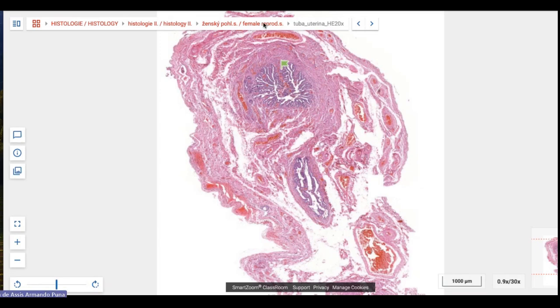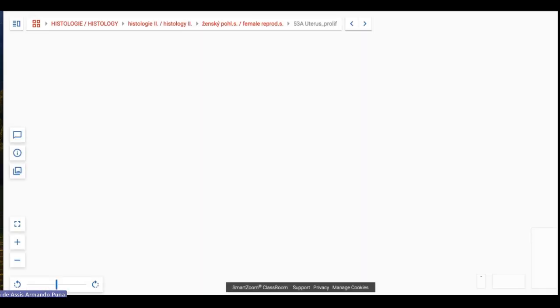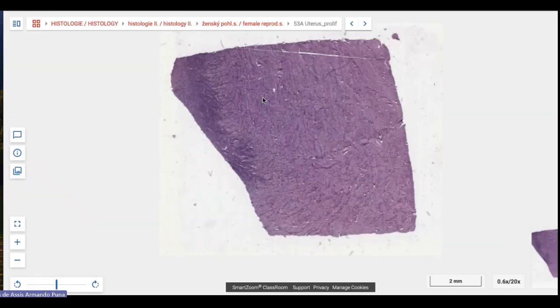Now, you guys have two slides for the uterus. You have one slide which is called the proliferative slide, and you have the secretory slide. And they are named after two very important phases that are happening in the uterus. Let's start with the first phase, which is known as the proliferative phase.